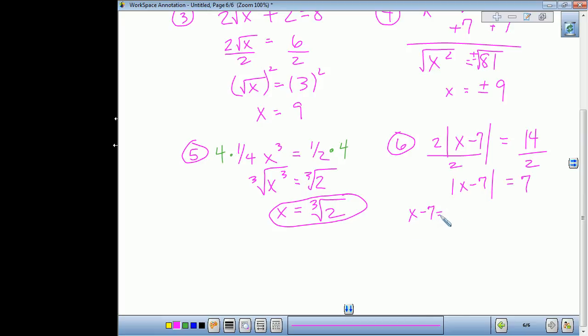X minus 7 equals 7, x minus 7 equals negative 7, and we solve both of these. So we add 7 to both sides, and we get x equals 14. We add 7 to both sides, and we get the other answer is 0.